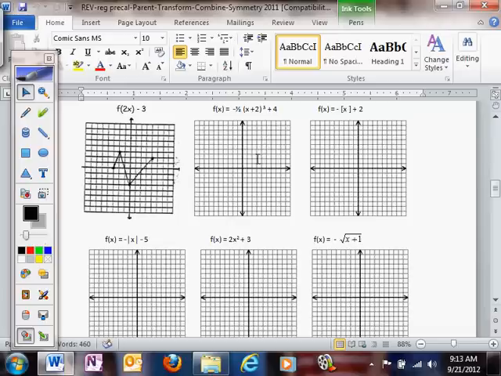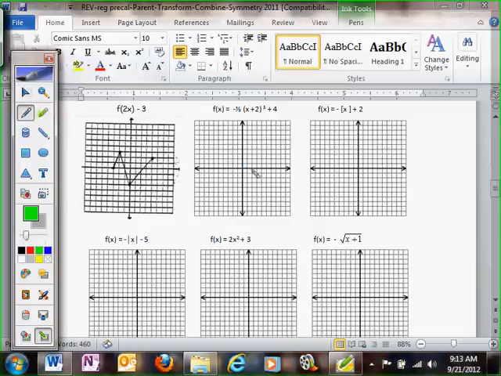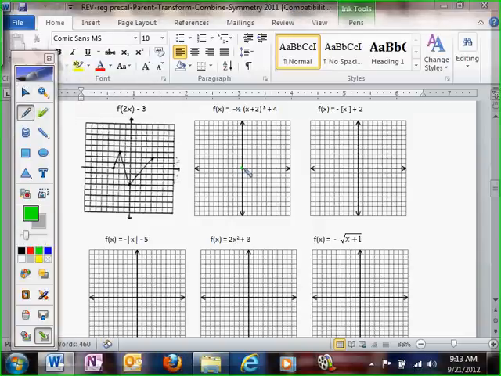Uh-oh. That's nice. Let me put this back really quick. Been having a lot of technical difficulties today. Just replotting the parent function. And now I'm going to do my transformations one more time.